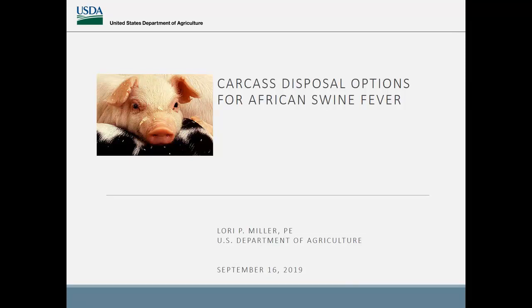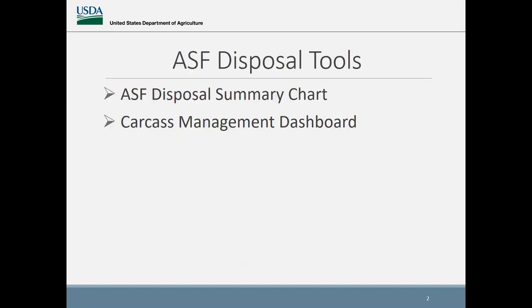I do want to share some information with you. I'm going to focus specifically on disposal issues related to African swine fever, and I'm going to share some tools that we've recently developed to hopefully make your jobs easier if you're having to choose options and come up with a plan for an infected premises.